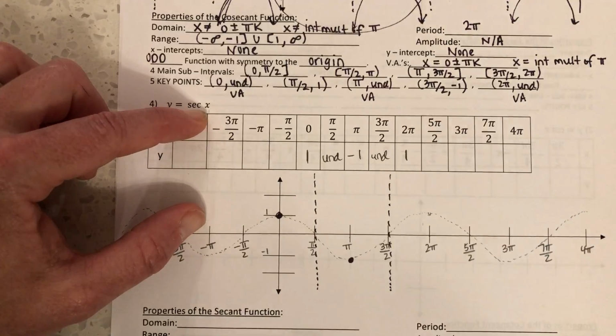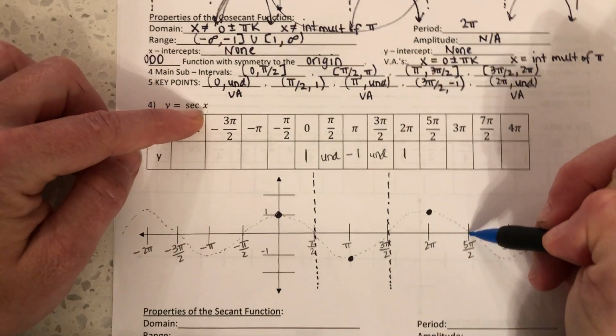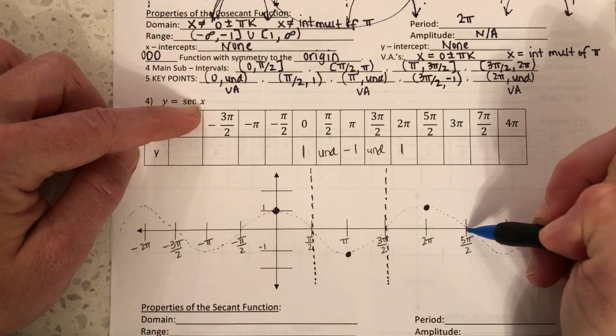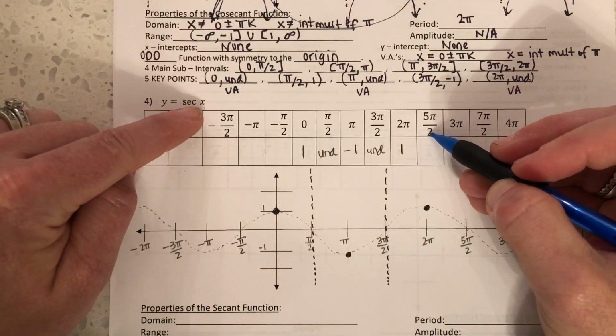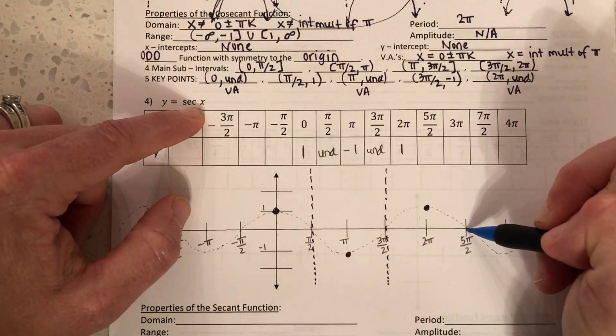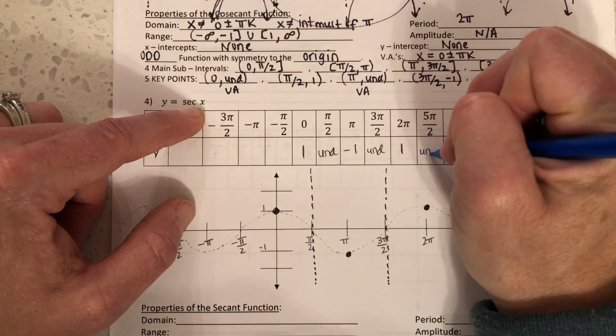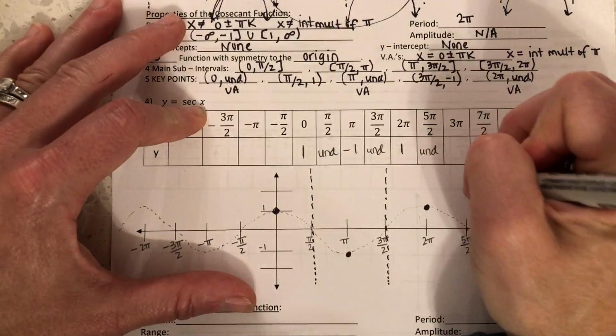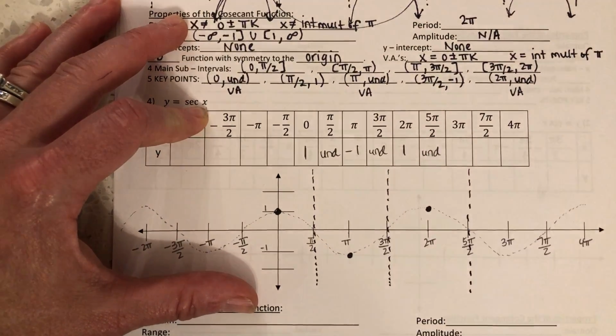So that'll be a point that lives on both of their graphs. All right, when 5 pi over 2 went into cosine, 0 came out. So when 5 pi over 2 goes into secant, the reciprocal of 0 comes out, which is undefined. So that'll be a VA on the secant function's graph.